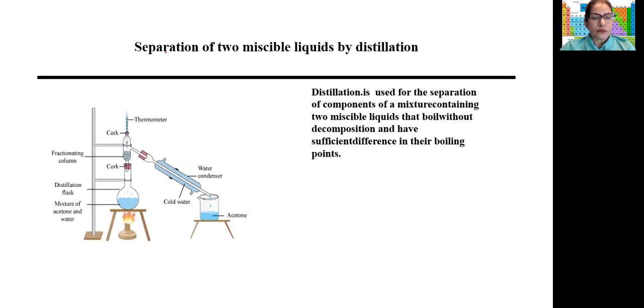Now the next method is separation of two miscible liquids, that is, liquids which mix, by distillation. If there are two liquids that mix with each other, for example a mixture of acetone and water, this is the experiment.